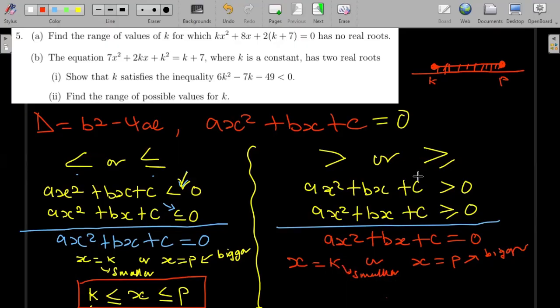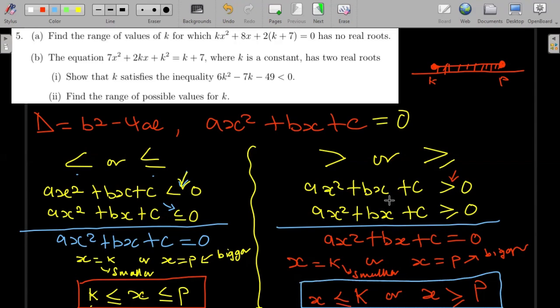If your inequality was greater than, then your answer should be x less than the smaller of the two numbers that you have found. Since here we're taking the smaller number as k, we say x is smaller than k, or x should be greater than the bigger number of the two that you found, which is this one. That is when we have greater than. If you have greater than or equal to, you just put the equal to like that. So these are the rules when we are solving quadratic inequalities.